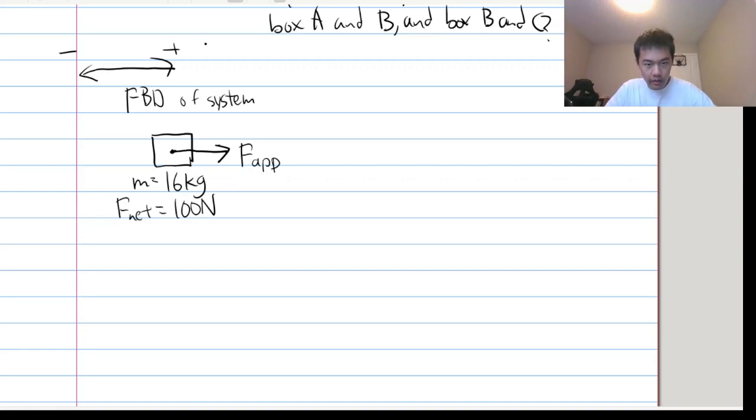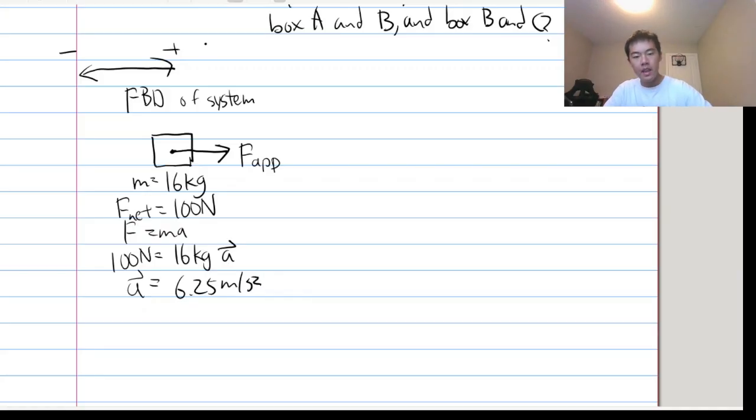Now that we know what the force is and what the mass is, force equals mass times acceleration. 100 newtons is equal to 16 kilograms times acceleration. Acceleration is equal to 100 divided by 16, which is 6.25 meters per second squared. And it's positive because it's to the right. Now we've put in the first missing piece of the puzzle. Now, how do we continue?